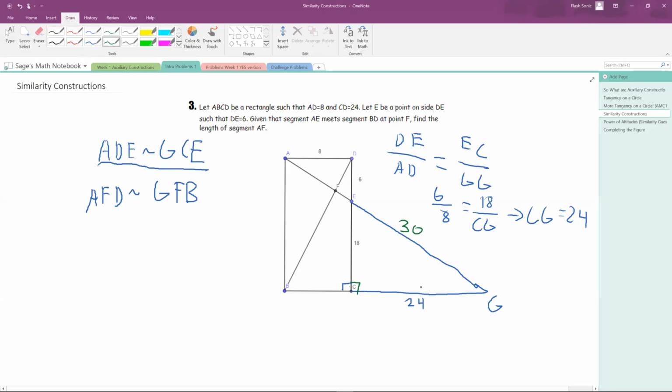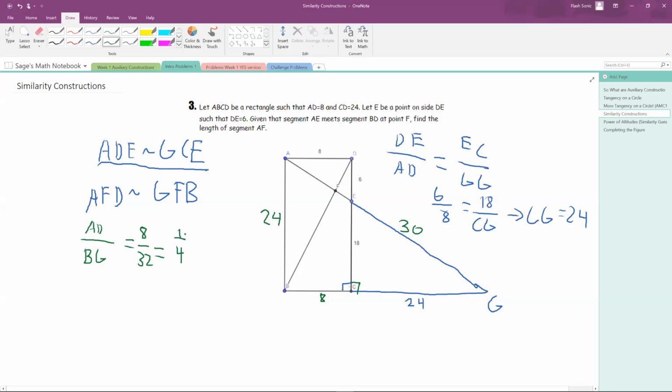Now we're going to use the similarity of triangle AFD to triangle GFB. Since this is a rectangle, side AB is equal to DC, and DC is just equal to DE plus EC, which we already know the lengths of. Also, since ABCD is a rectangle, side AD is equal to side BC, so this is equal to 8. As a result, the similarity ratio between triangle AFD and GFB is AD to BG, which is 8 over 32, which is equal to 1:4.